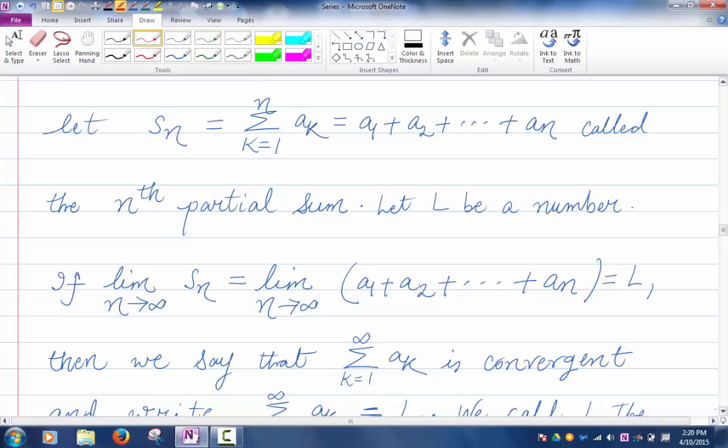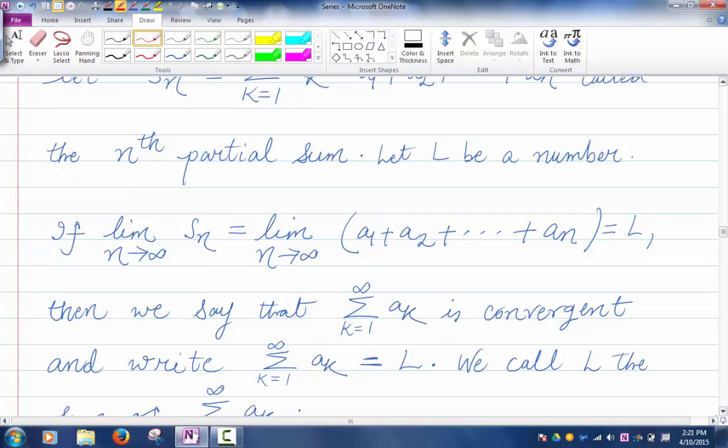So n is going to infinity. That means as n goes to infinity, you're adding more and more terms. So if the limit of Sn is a number L, then we are going to say that the series is convergent, and we're going to say that L is the sum of the series. If the limit of Sn is a number L, then the series is convergent and the sum of the series is given by L. Okay?